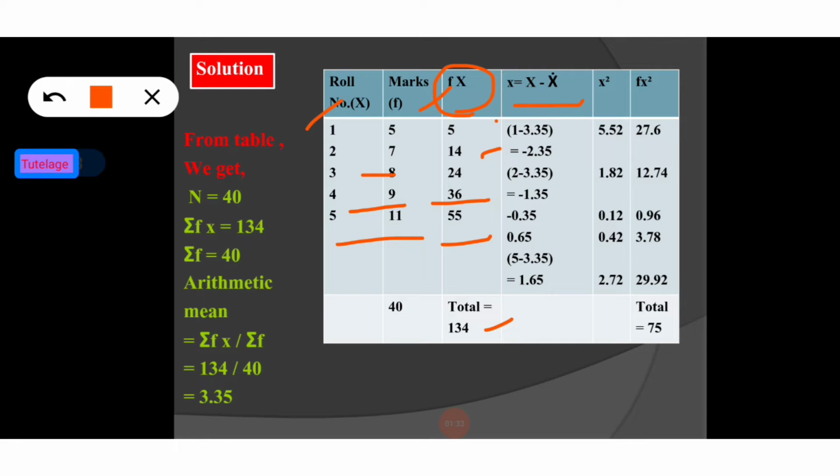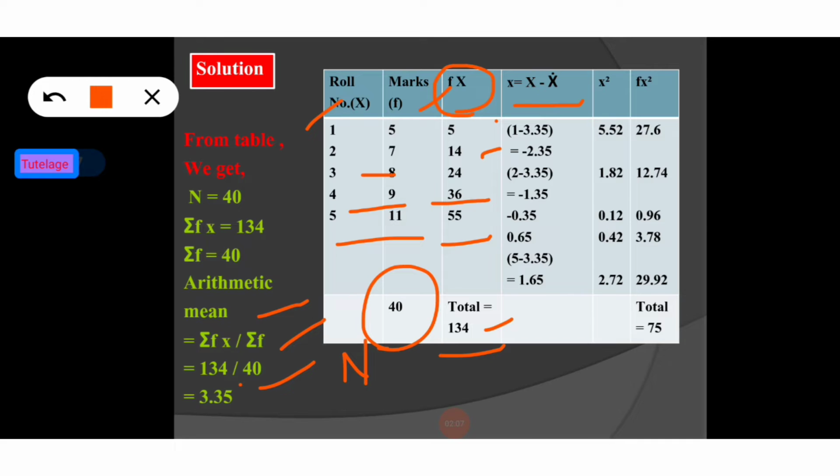So summation fx by summation f gives the arithmetic mean, that is the formula of the arithmetic mean. Summation fx is 134, and summation f, which is equal to capital N, is 40. Okay, so 134 divided by 40 is 3.35. This is the value of the arithmetic mean.